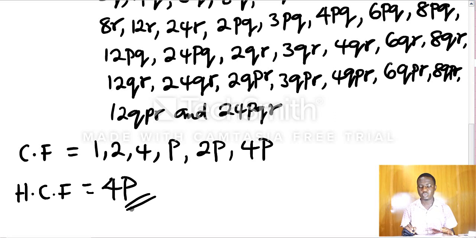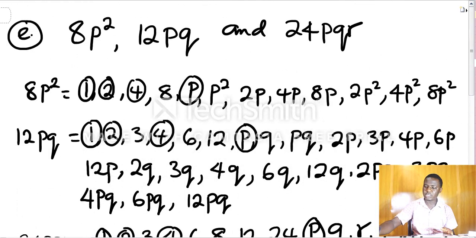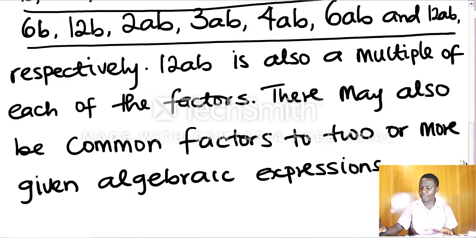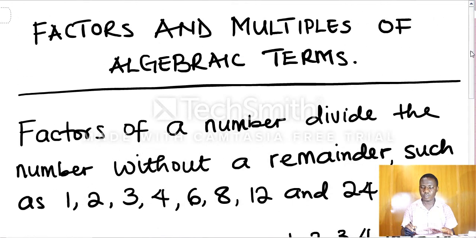So that brings us to the end of today's class. In today's class, we have been able to see what we mean by the factors of an algebraic term and also the multiples of an algebraic term, of which we say a factor is a number or a smaller term which can divide a bigger term without a remainder, while the bigger term is said to be a multiple of this smaller term called the factor.